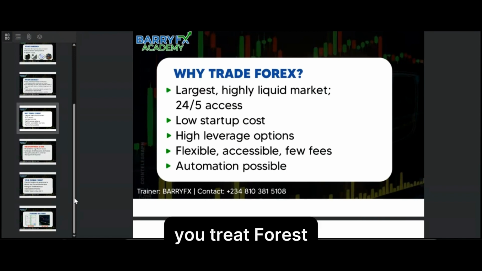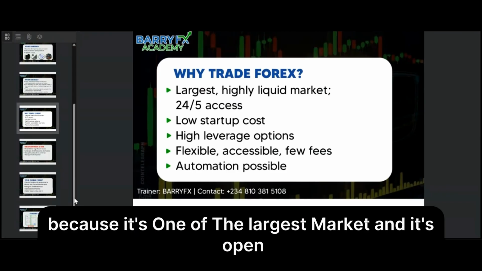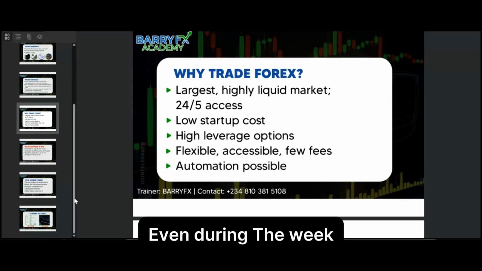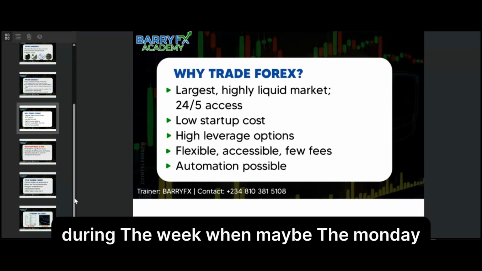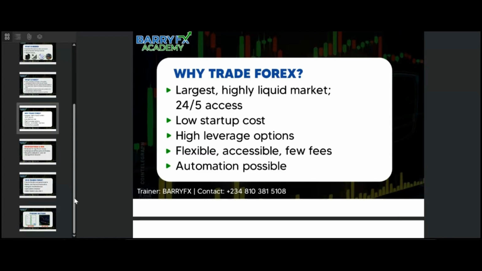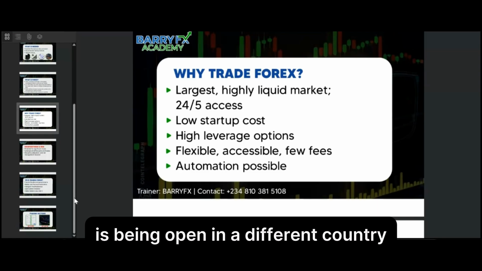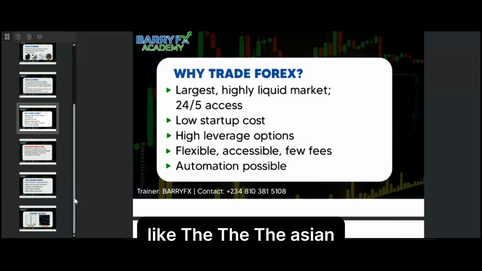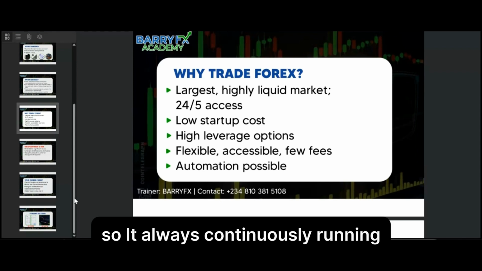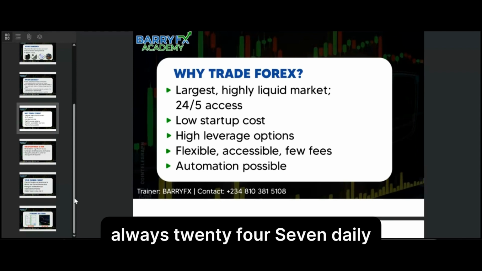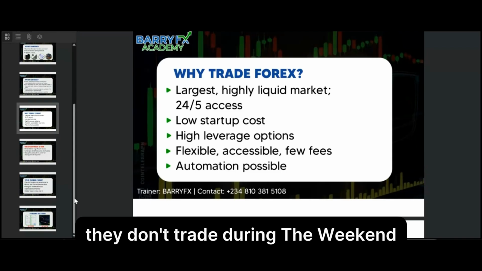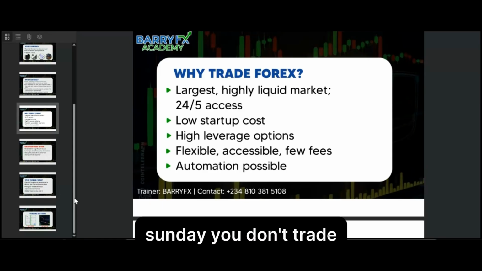So you trade forex because it's one of the largest markets and it's open 5 days in a week, 24/7. Even during the week, when the forex market is closed in Nigeria, that will be the time it's open in a different country, like the Asian side of the world. So it's always continuously running, 24/7 daily. Understand? But they don't trade during the weekend. Saturday, Sunday, you don't trade.